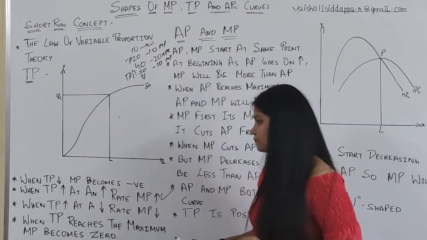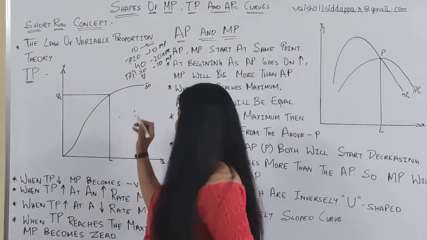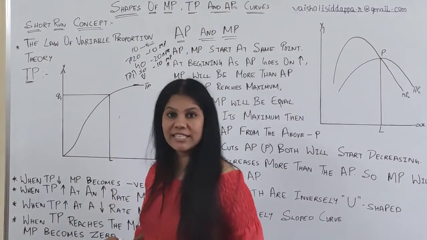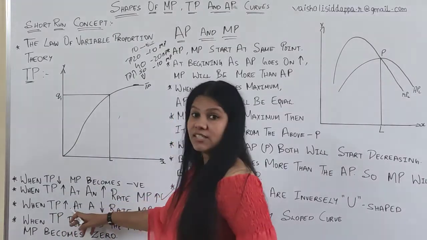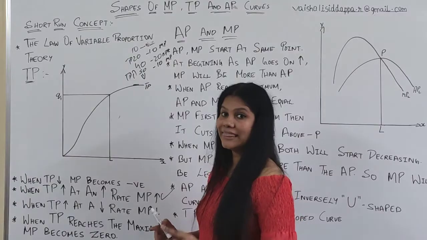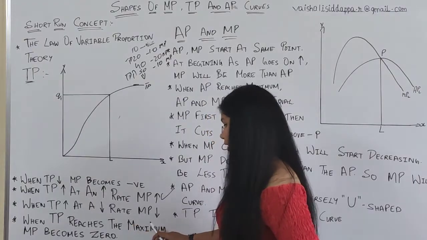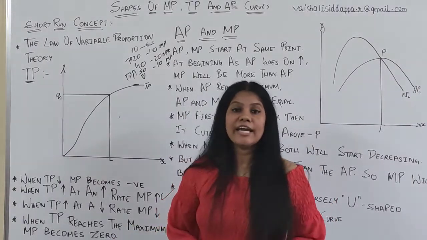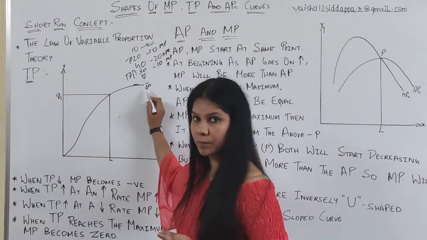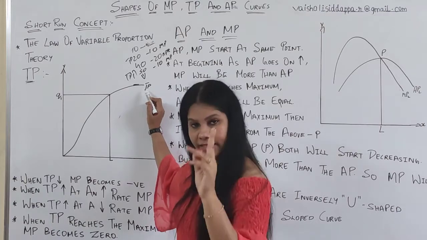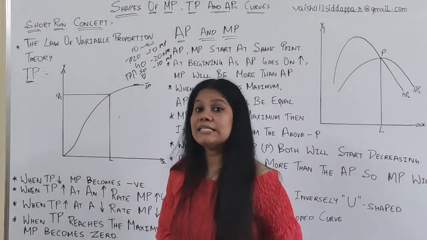MP is also coming down. And at the next point, when TP reaches its maximum, which is 57 as you have seen, the marginal product will be 0. When TP reaches its maximum, whether it is 57 or 56 in the table, whichever number you see, at that time marginal product definitely reaches 0.